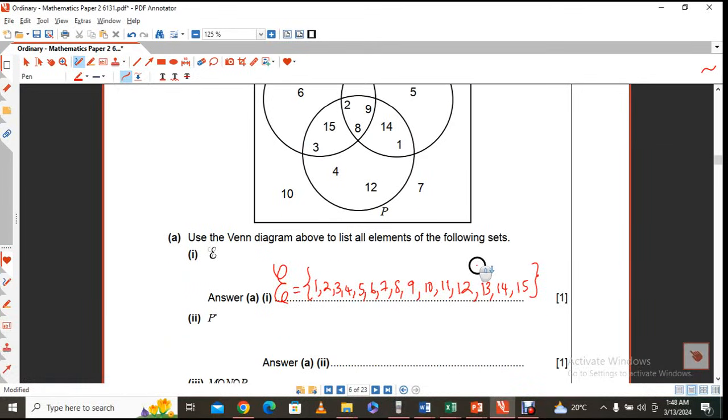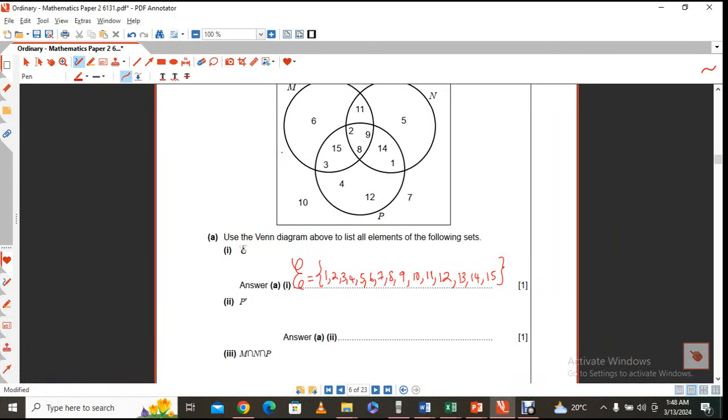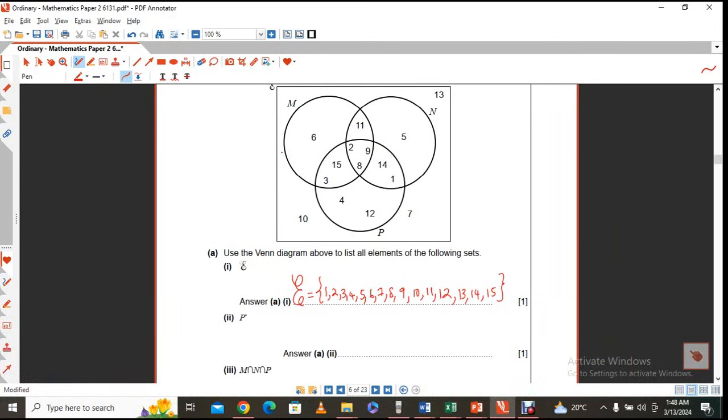Then the next one is the complement of P. I'm just going to make this a bit smaller so the diagram can be visible. This is everything that is not in P. So if I was to block out P, for example, P complement would be everything that is not there. It's 5, 6. Let's try to list them in chronological order. 10 as well as 11, and lastly 13.